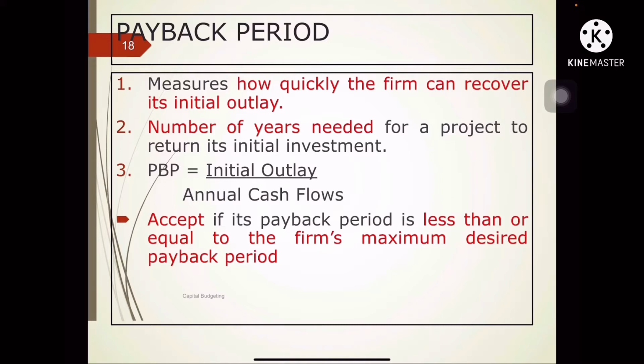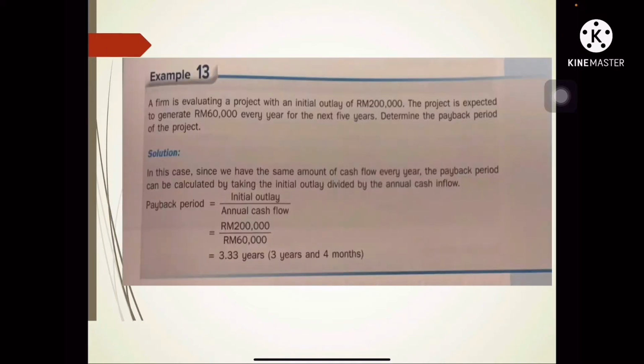So we are going to accept the project if the payback period is less than or equal to the firm's maximum desired payback period. For example, if the project is for 5 years and the company's desired payback period is 4 years, you have to consider the project or take the project if the payback period is less than 4 years. Okay, have a look at example 13 over here.